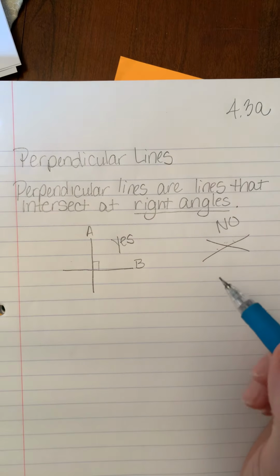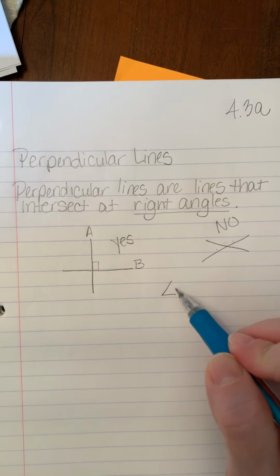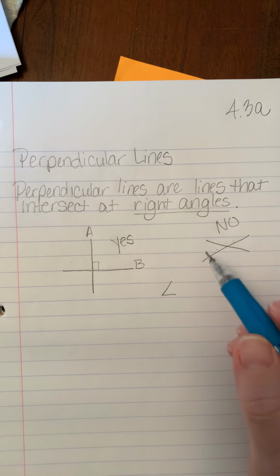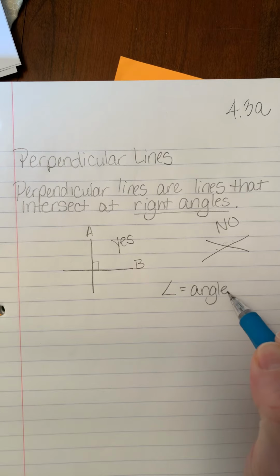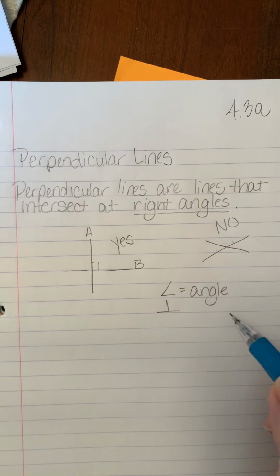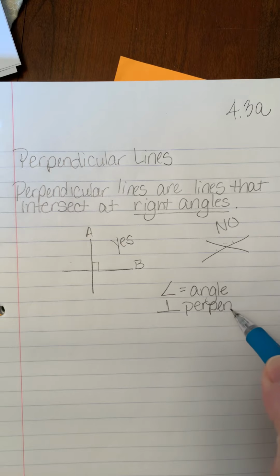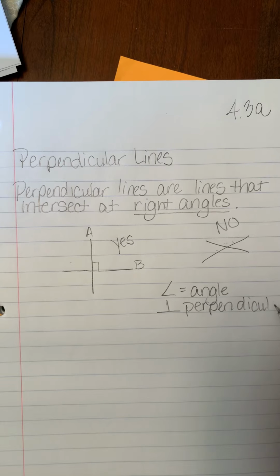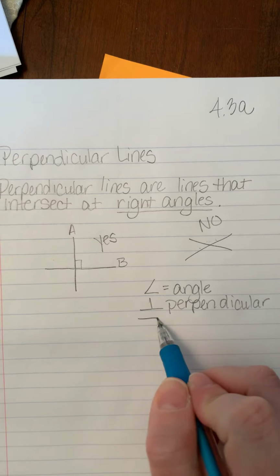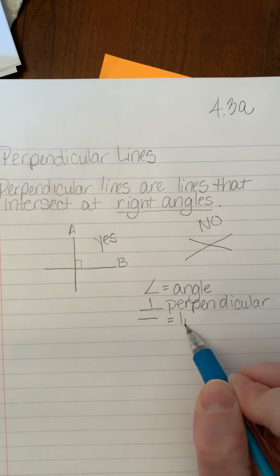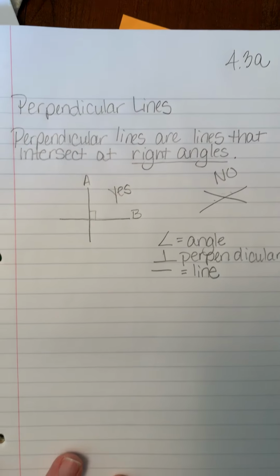So you have some symbols that you need to learn. You have your alligator mouth, which is an angle. Then you have an upside down T. That means perpendicular. And then we have a line. A line means just that. It means that it is a line. Okay, so let's move on.